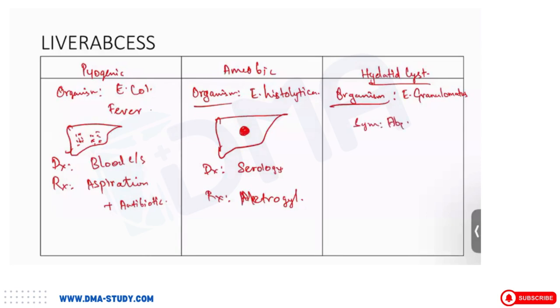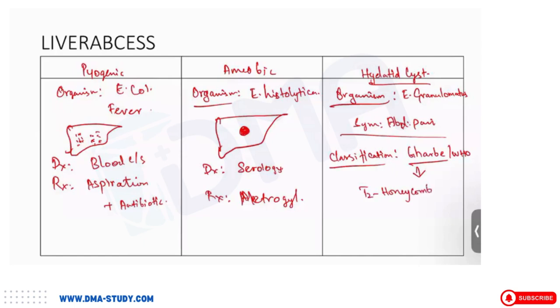And there are 2 important things you have to know. One is a classification. There are 2 types of classification, people: one is Gharbi and another one is WHO. Okay, don't come to me asking T2 or T3. I am talking about the Gharbi classification here. In the Gharbi classification, the water lily sign is seen in T3. Honeycomb is seen in T2. Clear? In Gharbi, T2 honeycomb sign and T3 water lily sign.